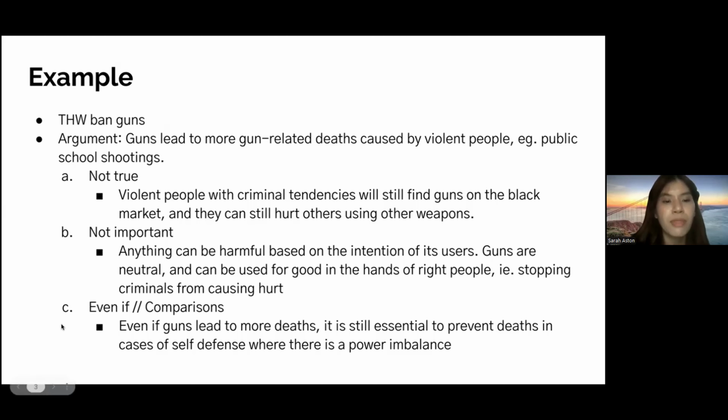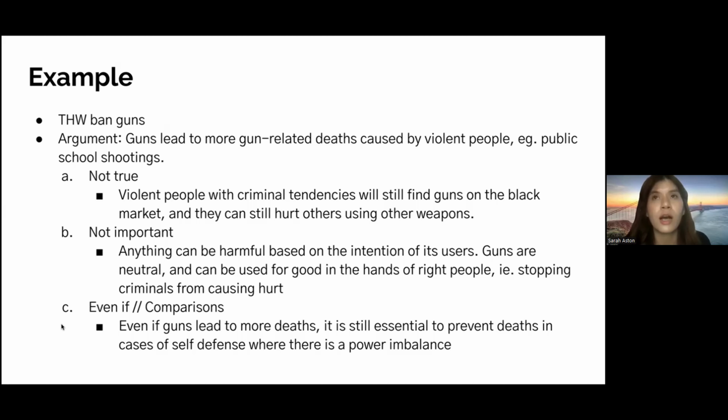Okay. Number three is to look into the even ifs or the comparisons. And this one, I think a lot of teams probably do not have so much problem with, right? I think a lot of you, I hope, are very much aware of this particular way to rebut, right? So for example, even if guns lead to more deaths, it is still essential to prevent deaths in cases of self-defense where there is a power imbalance, right?